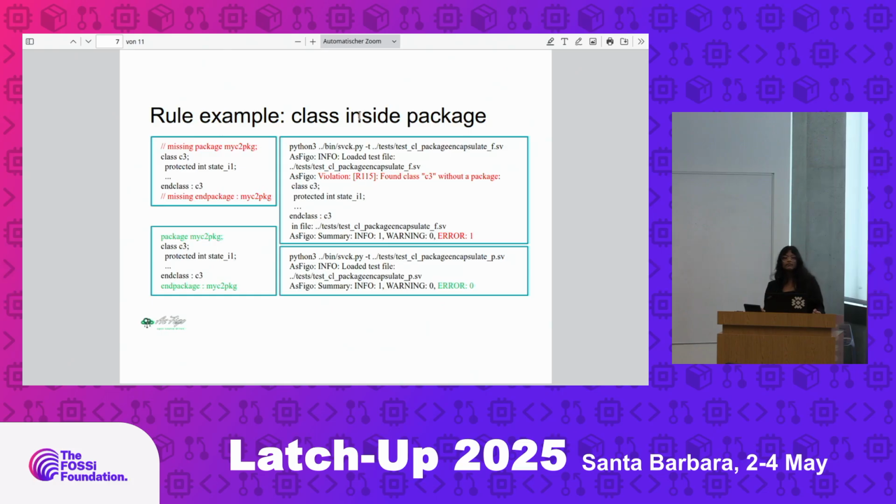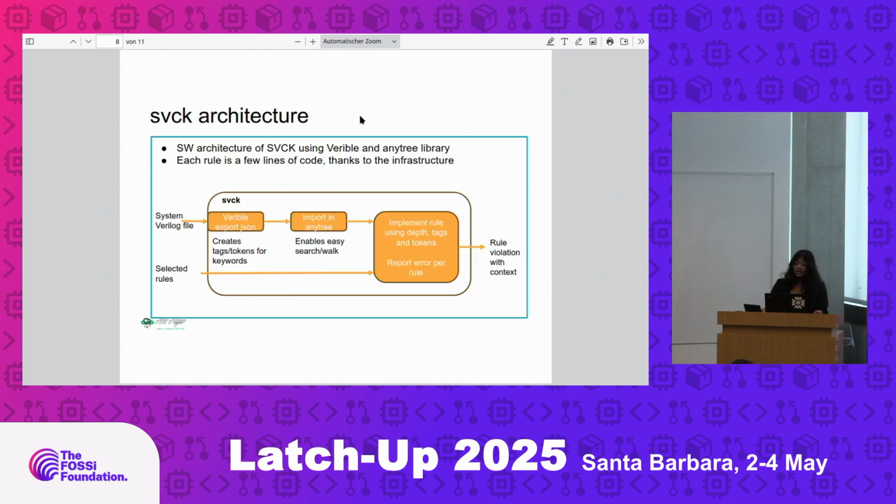This way you don't have to go through your entire code and check for where your error is. On the other hand, when you have the right code and you have followed the right guidelines, you can see how it doesn't show any error and it just runs smooth. So this is the SVCK architecture, where basically you have your SystemVerilog file.